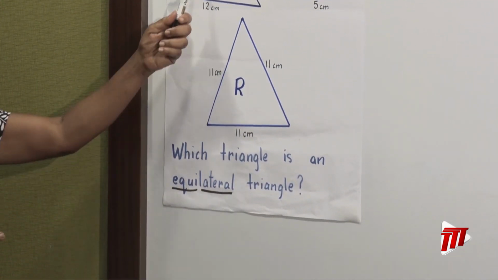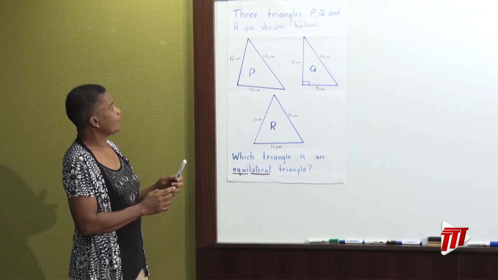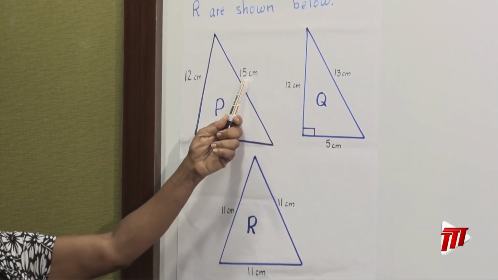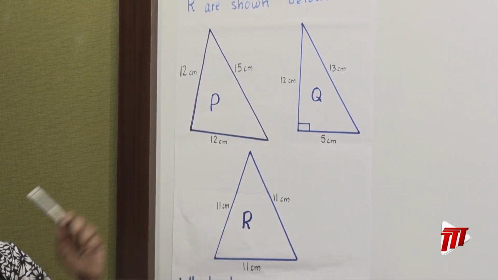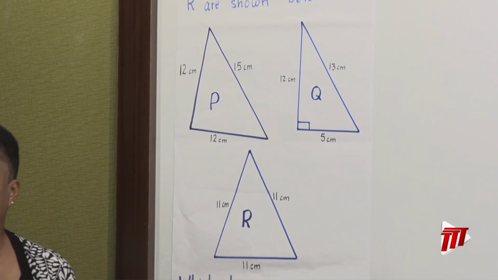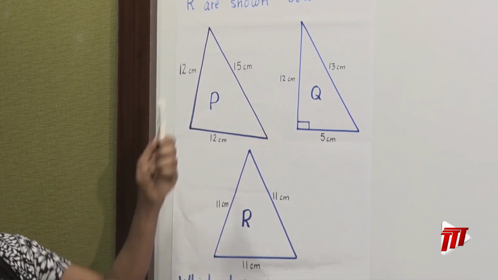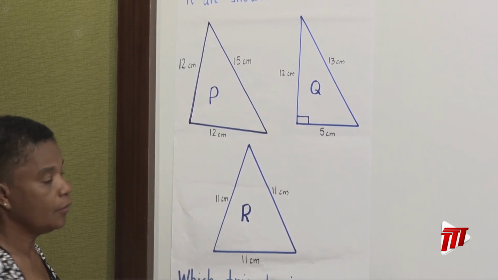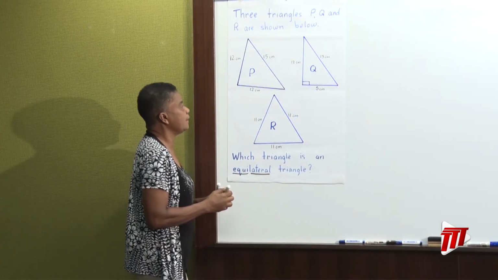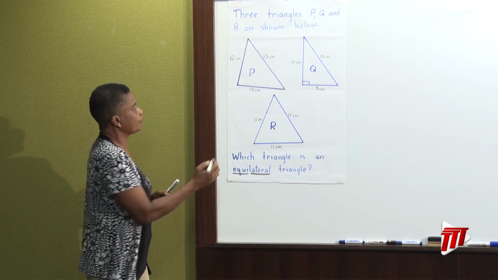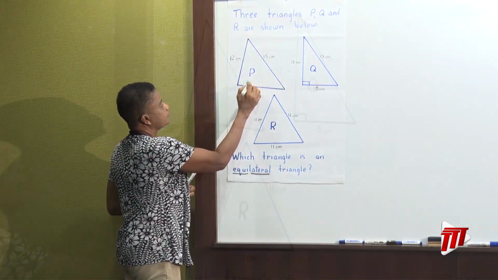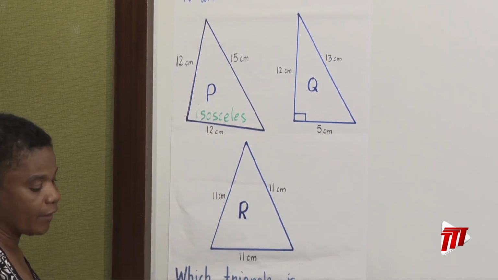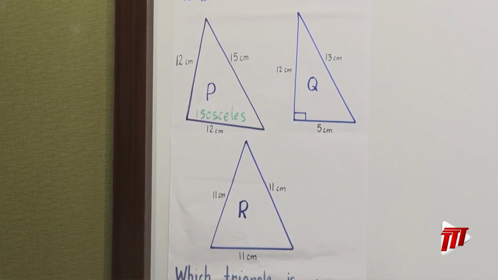Let's look at triangle P. Triangle P has sides 12 centimeters, 15 centimeters, and 12 centimeters. What do you notice? That's right. 2 of the sides are equal. Therefore, we can say triangle P is isosceles. Very good. But we are looking for an equilateral, so let's continue.